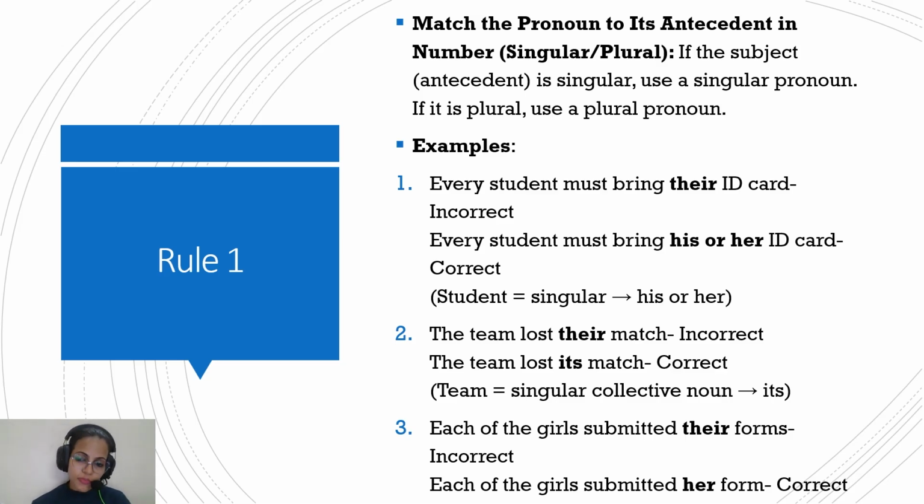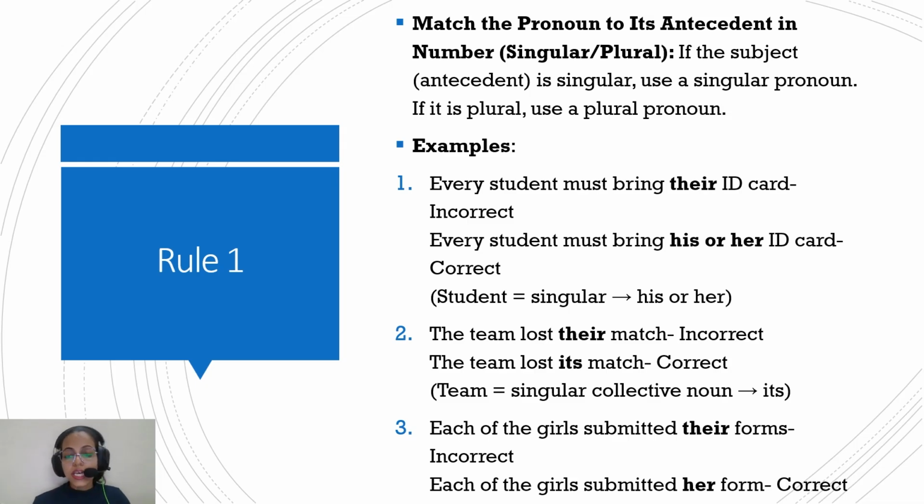The team lost their match. It is incorrect. Why? Because here team is a collective noun, and when the team is seen as one unit, it is treated as singular. So: the team lost its match. We've done this before for collective nouns: if the whole collection is acting in unison as one unit, then it is treated as singular. If each and every member, or part of it, is acting in a different direction, then they are treated as plural. So in the team lost their match, the whole team together is meant, so it is treated as singular, and the pronoun following it will also be singular. The team lost its match.